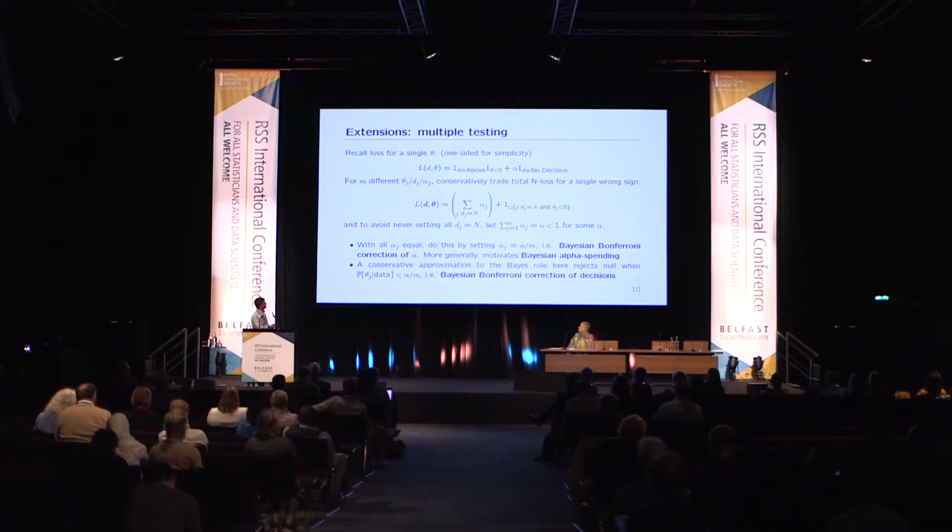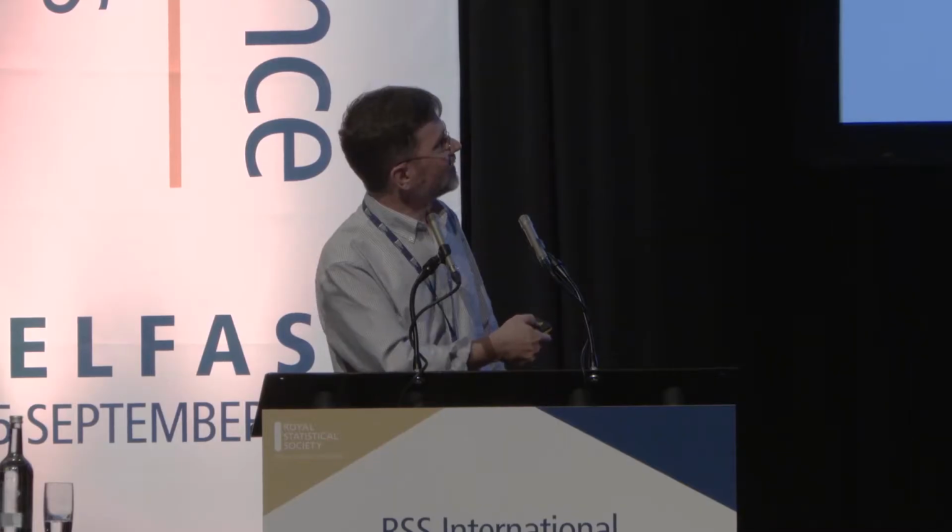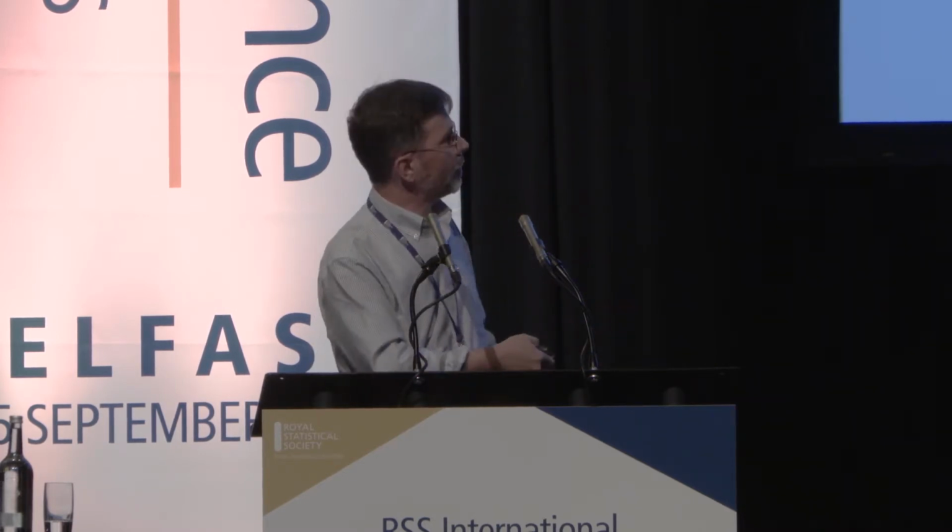Then this loss, it turns out, can be used to motivate a Bonferroni correction. In particular, if those losses for the whole set, they've got to add up to something less than 1, or you get strange paradoxical behavior that you don't want going on. This motivates a Bayesian version of alpha spending. A conservative approximation to the Bayes rule in this case is to do Bonferroni correction, dividing your tail areas by the number of tests that you did. It drops out of there.